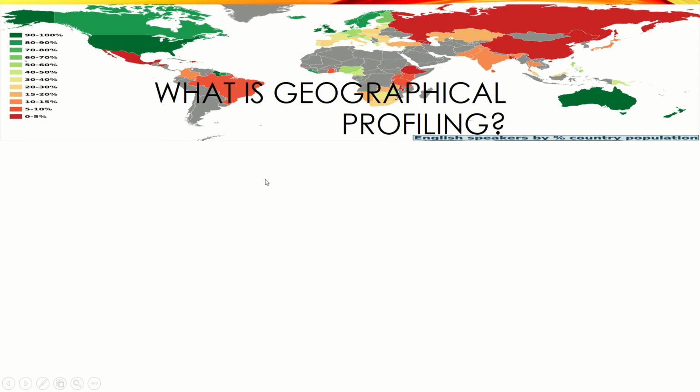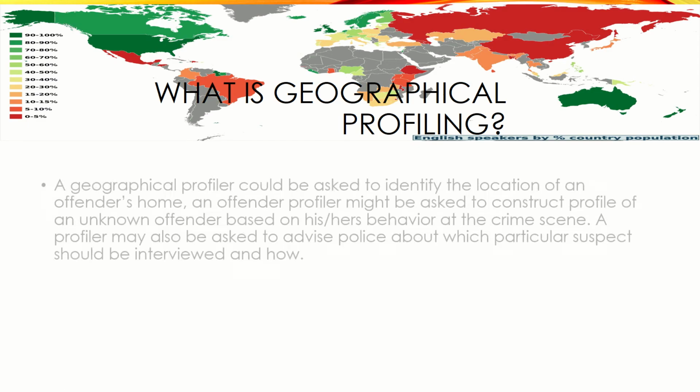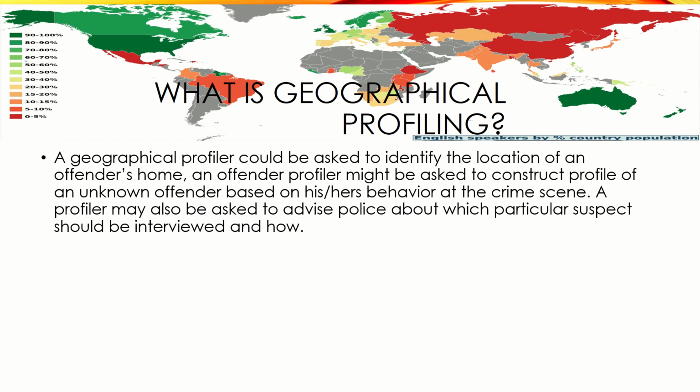Now, geographical profiling is part of the bottom-up process. Geographical profiling basically is a person, a geographical profiler, who could be asked to identify the location of an offender's home. An offender profiler may be asked to construct a profile of an unknown offender based on his or her behaviour at the crime scene.